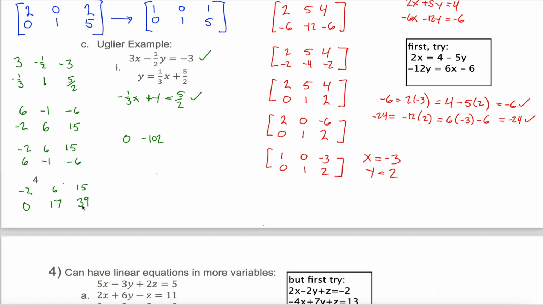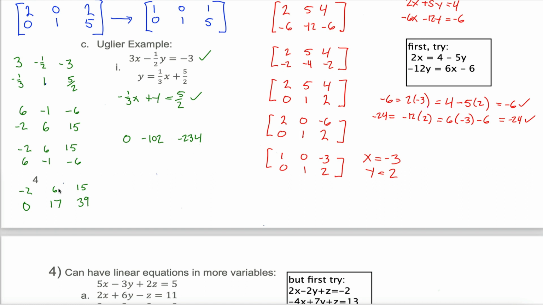40 times 6 would be 240, but I don't have 40 of these 6s. I only got 39 of them. So I'm 6 short of 240. I guess I have 234, and it should be negative, because really I want 39 times negative 6.